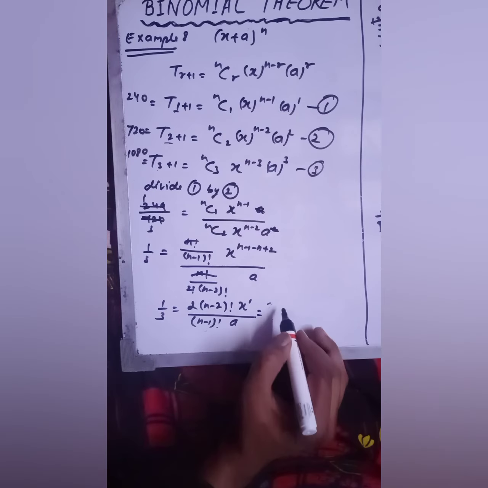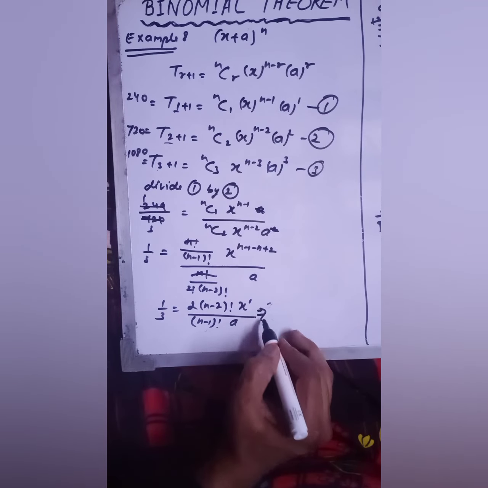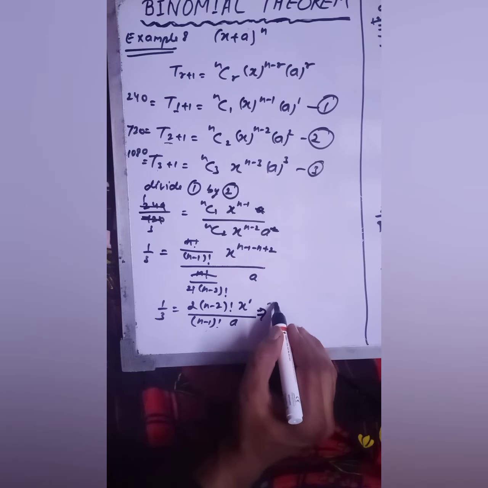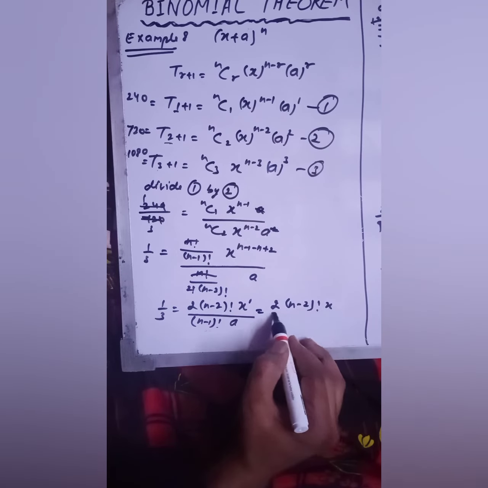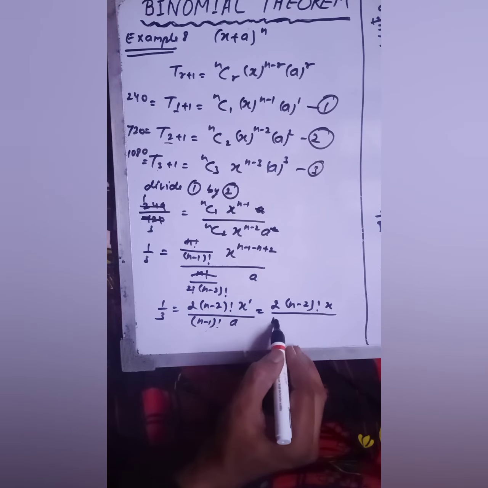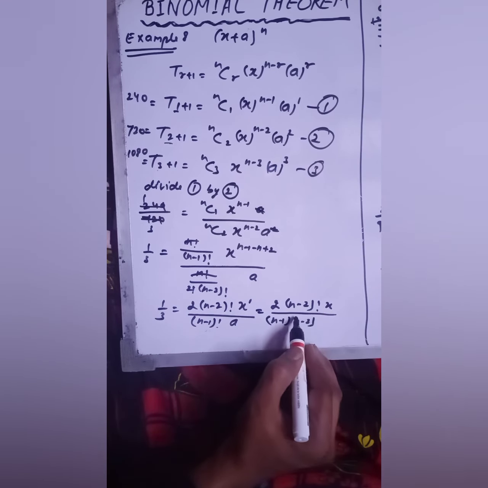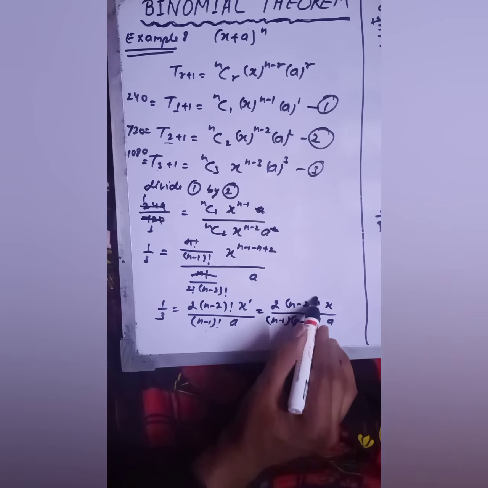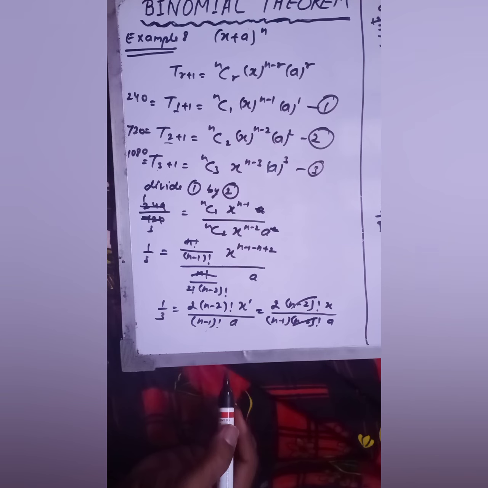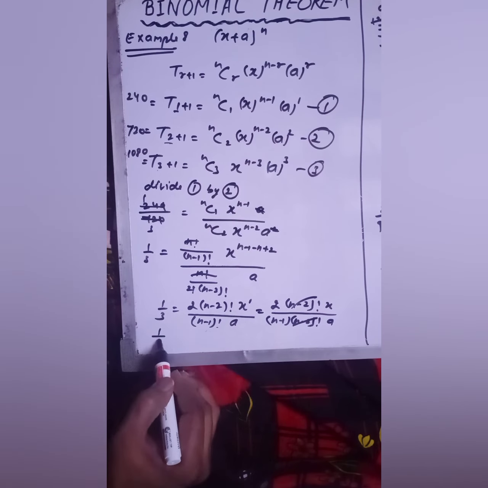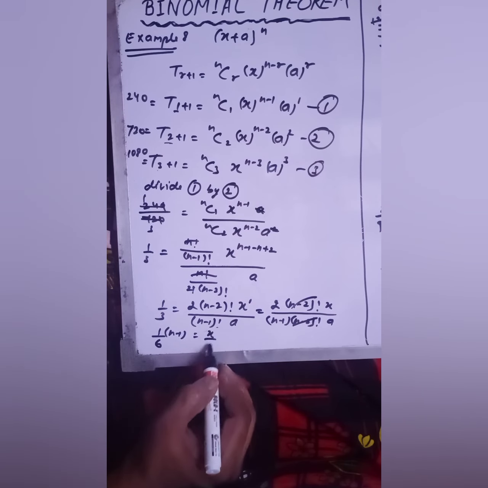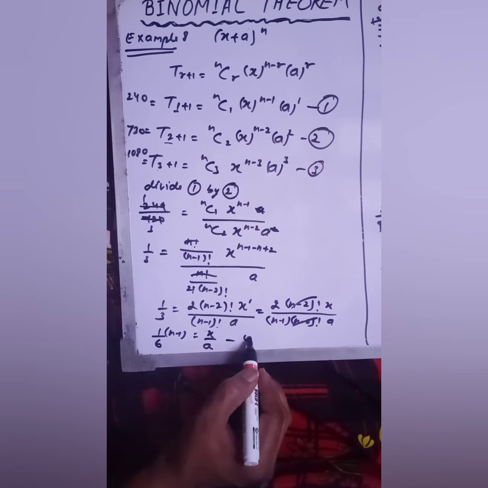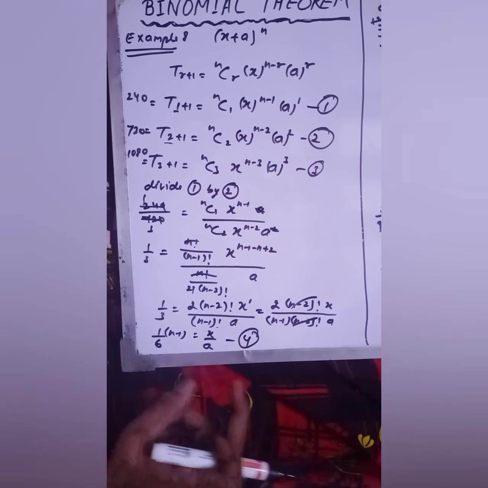When you solve this, you will get that is equal to 2. This n minus 2 factorial will remain the same. So we have to solve this one. It is n minus 1 and then n minus 2 will come over a. Now you can cancel these two. So this 2 will come here, it would be 1 by 6, and this n minus 2 will come on the top, and x by a. So this is your equation number 4.